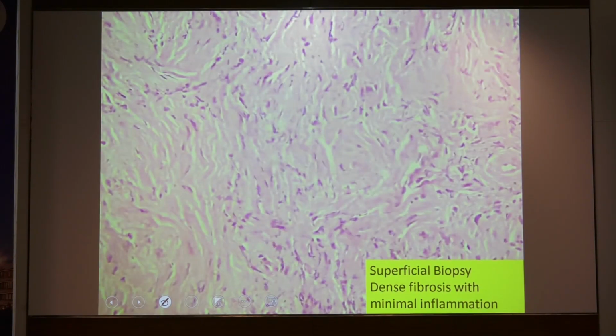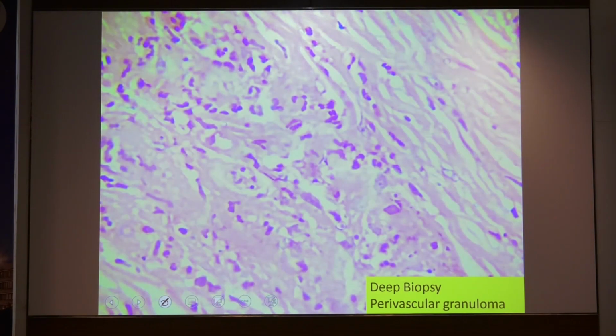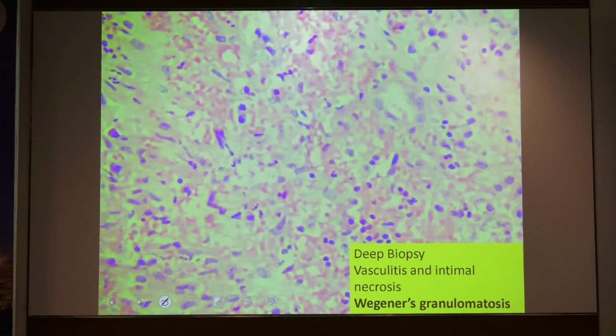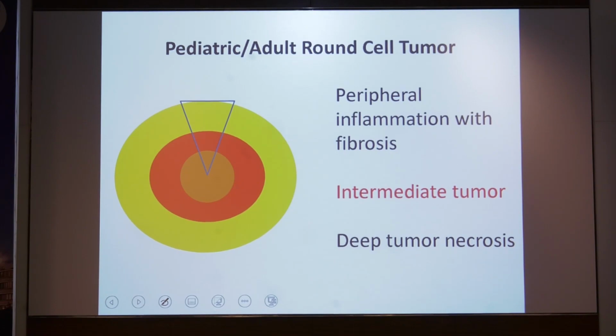Superficial biopsy, as always, shows inflammation, fibrosis, and minimal necrosis. Deep biopsy showed perivascular granuloma, and it also had vasculitis and perivascular inflammation, and it was finally confirmed a case of vasculitic granulomatosis, and this needed intensive therapy. So putting all our cases together, this is the summary. I am not presenting data because this is a very short presentation, but we are actually working on this data.